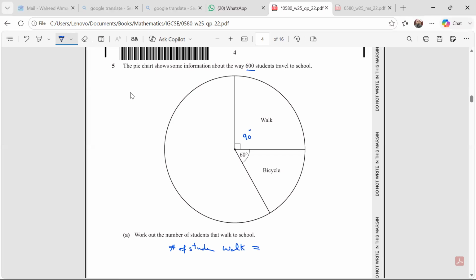Okay, so how do we calculate? Out of 600, what is the portion of 90 as compared to 360, right? So 90 over 360. 90 over 360 is 1 over 4. So 600 divided by 4, it's going to be 150 students. Okay.